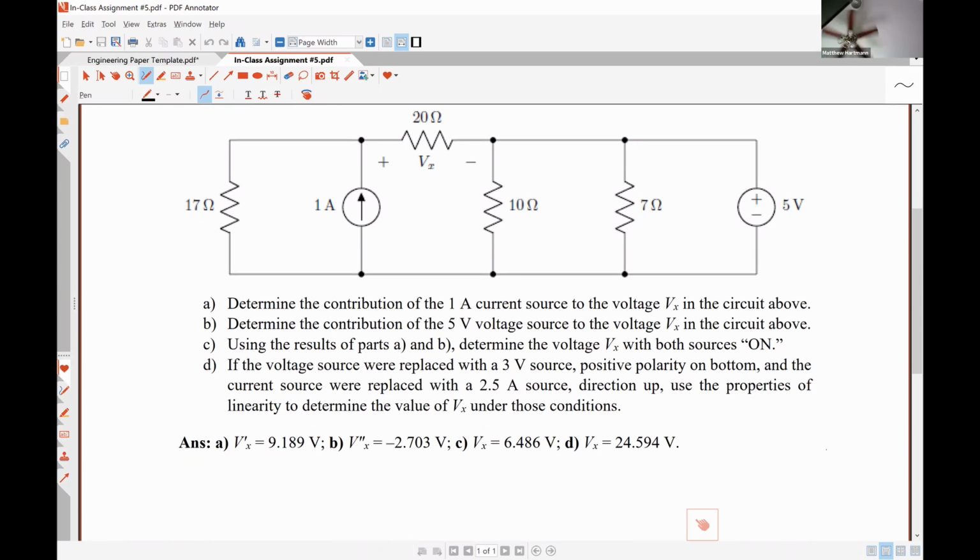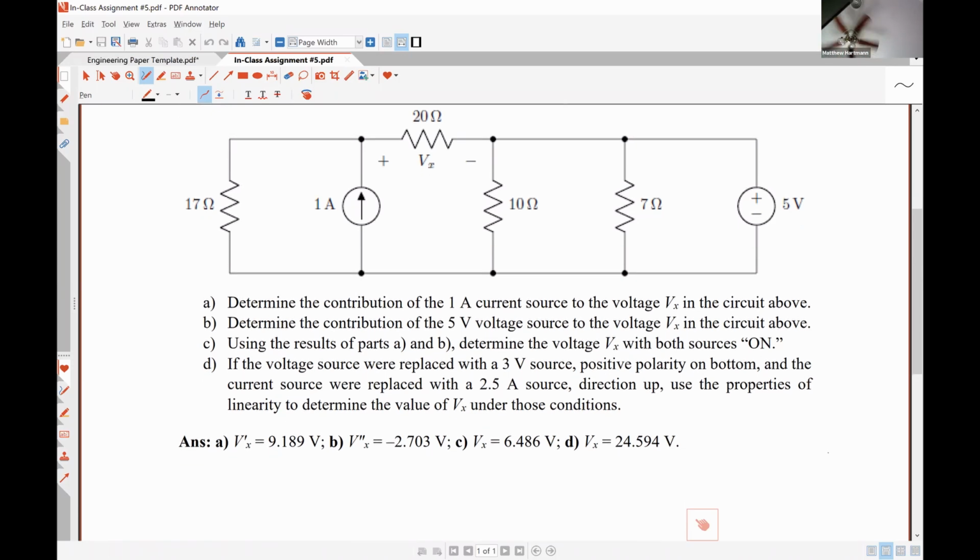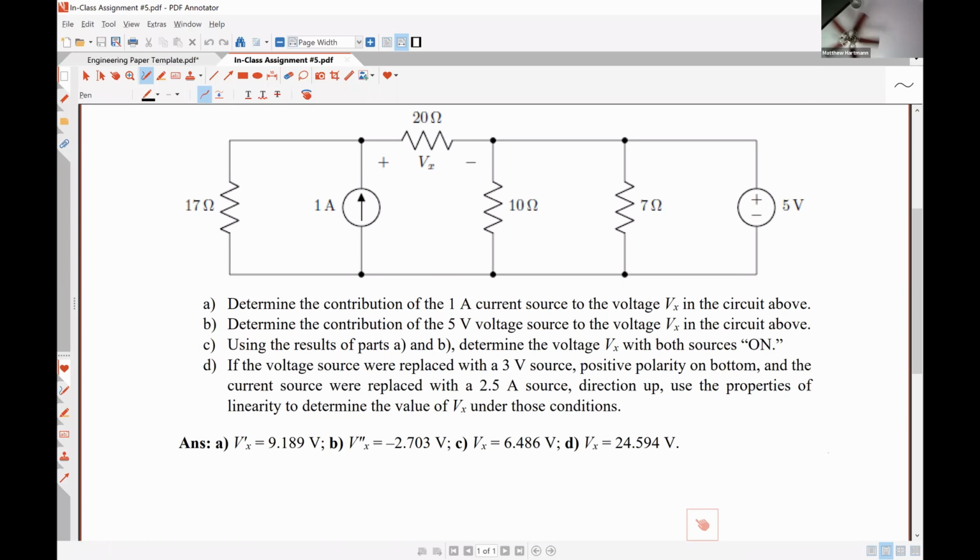So how do we turn a voltage source off? Did anybody watch the lecture? It just becomes a short. That's absolutely right. So we're going to short circuit that 5 volt source.